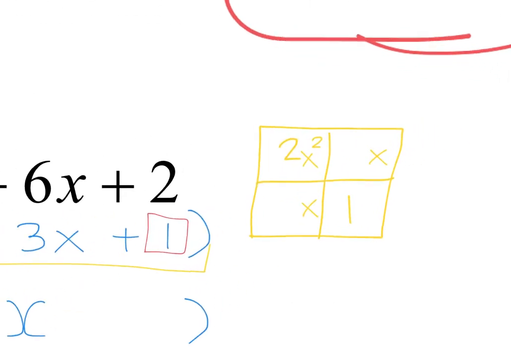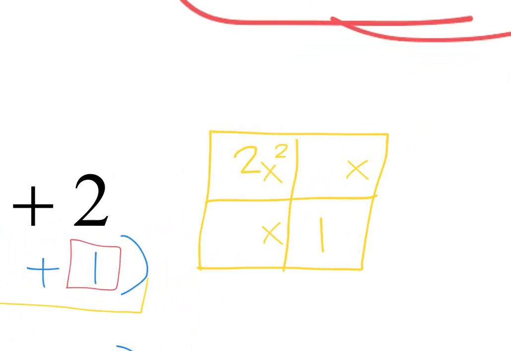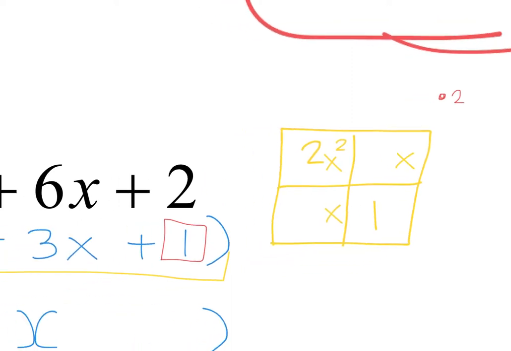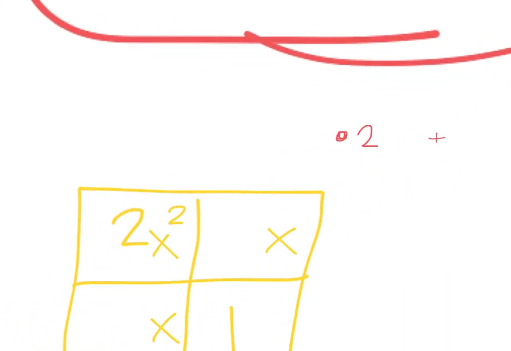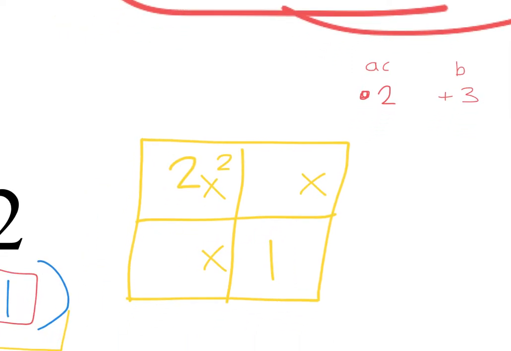So I'm now looking for A times C, which will be 2. So I'm looking for numbers that multiply to 2, that add to our B value, which in this case is 3. So they need to multiply to 2, which came from A times C, and they need to add to our B value, which is 3. The answer to that is 2 and 1, because 2 times 1 is 2, and 2 plus 1 is 3.